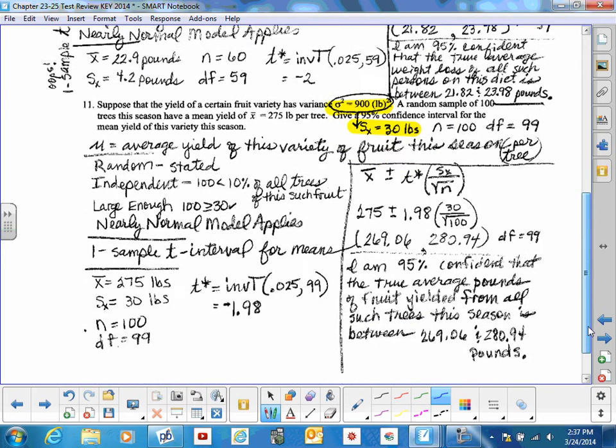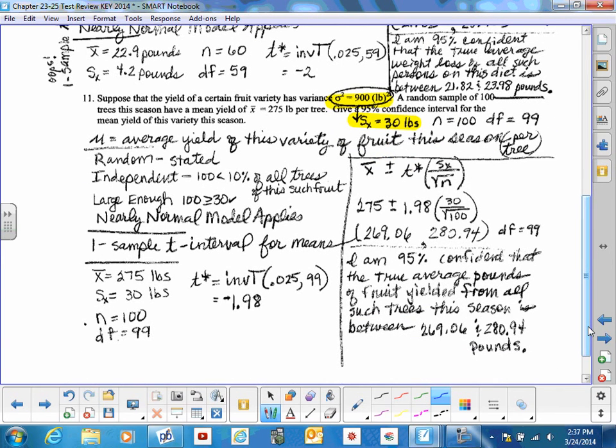Now, when you get down here to number 11, please notice that they gave you the variance. So that's the standard deviation squared. You had to take the square root of it to get to the standard deviation of the sample.